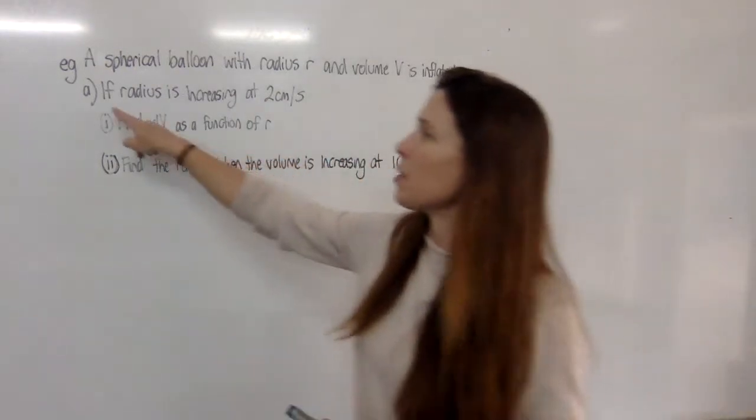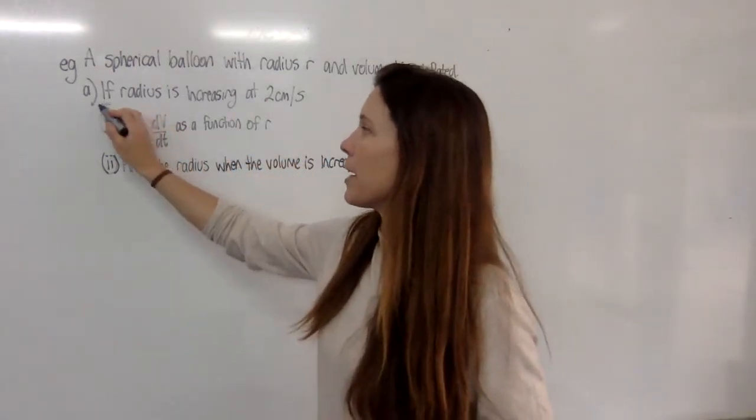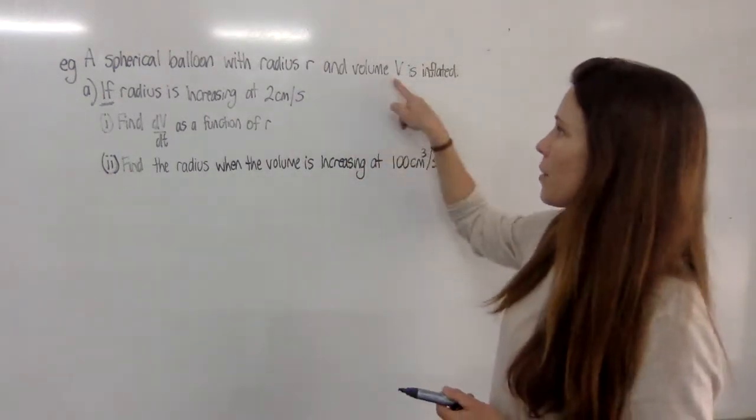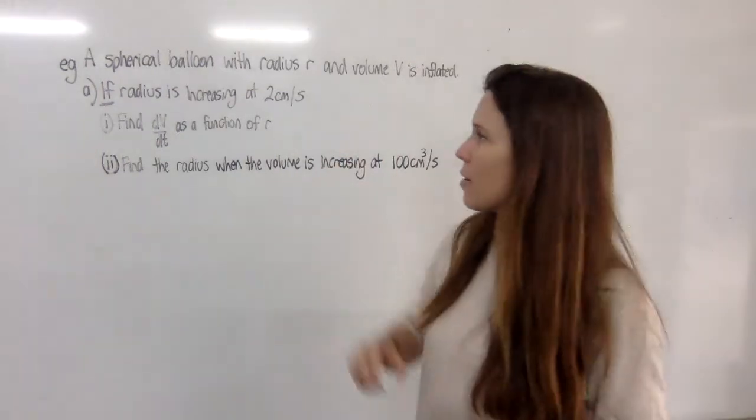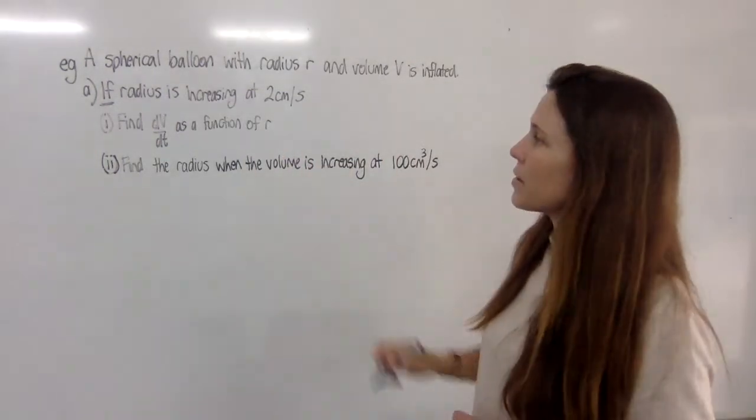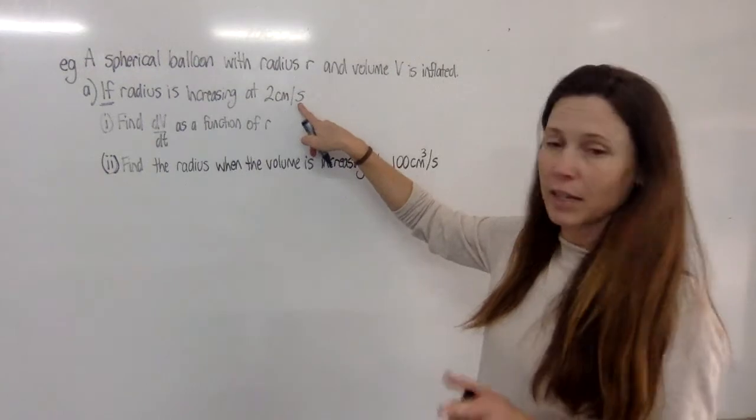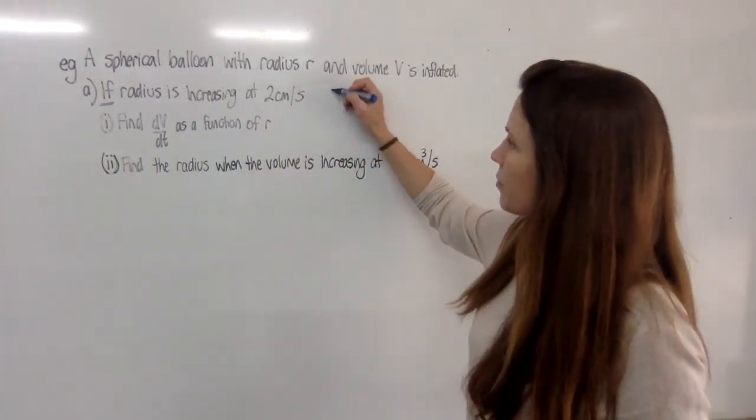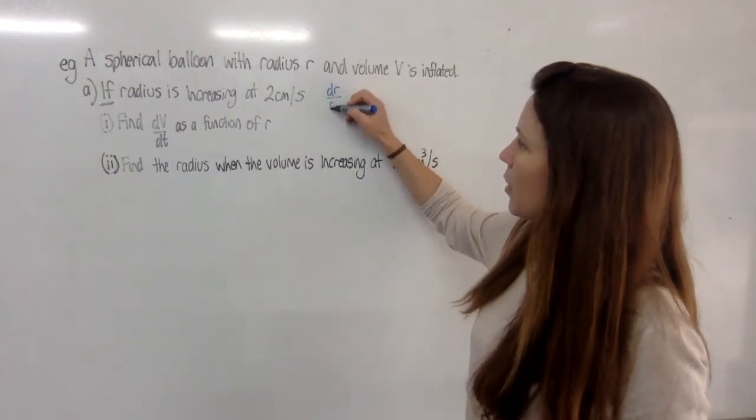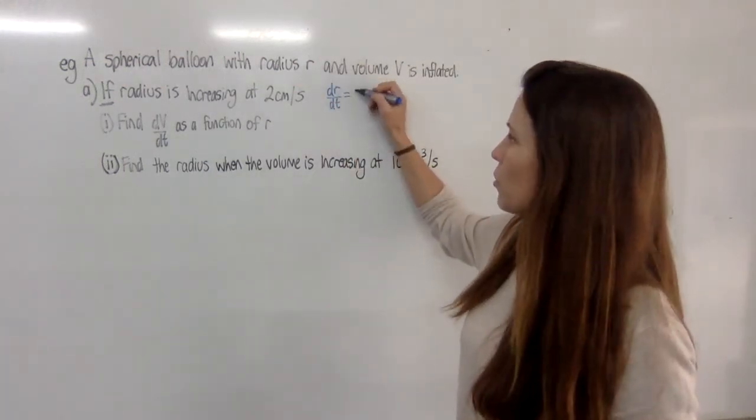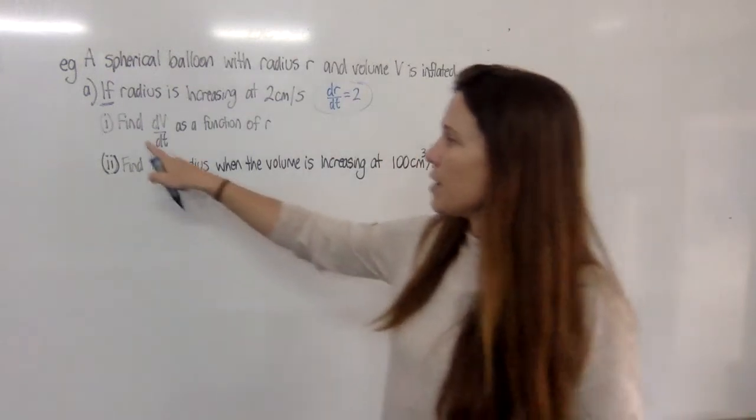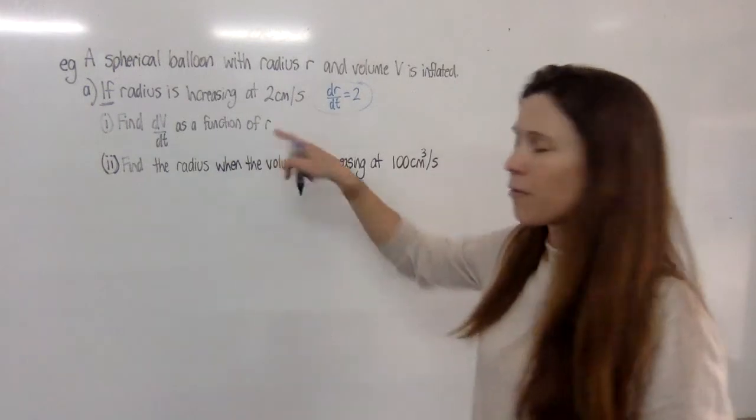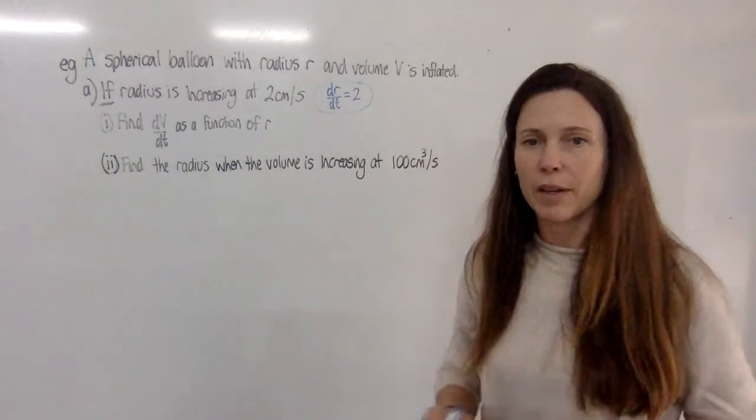Now, if, and this is a big if, we need to know one rate to be able to find another. In fact, we need to know two. We can deduce something because we know something about spheres, but we need an extra clue. So if the radius is increasing at 2 centimetres per second, let's think here of what they're actually telling us. That would be the change in radius over time, wouldn't it? So that's going to be 2, that's like a little clue. Find dv dt, in other words, the change in volume with respect to time, as a function of r. In other words, in terms of r.